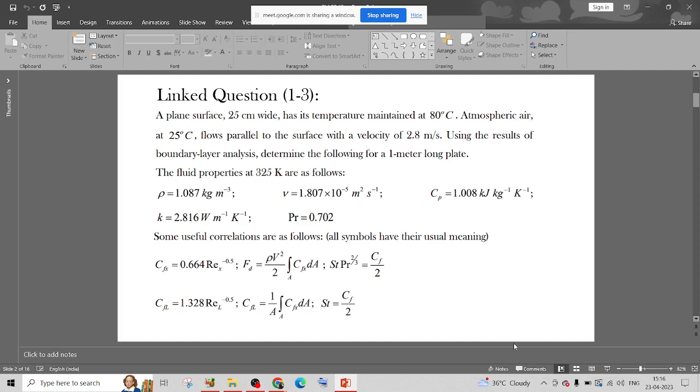Okay, so using the results of boundary layer analysis, we got some values. These equations are already given in the question itself: the skin friction and the overall average skin friction formula, the drag force formula, and the Stanton number of heat transfer formula. And the fluid properties are also given. We have to determine the following for the 1 meter long plate. So this is the interface of question number 1, 2, 3, as it is a linked question. Let us proceed to the first question.